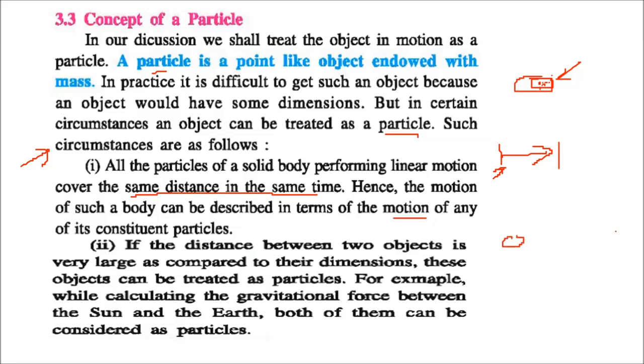If the distance between two objects is very, very large as compared to their dimensions, then mostly at the computation level, we will say that they are very small, or they are just point particles. For instance, in the calculation of gravitational force between, say, the Sun and Earth, both of them can be considered as particles because the distance between them is very large as compared to the dimensions of these objects.